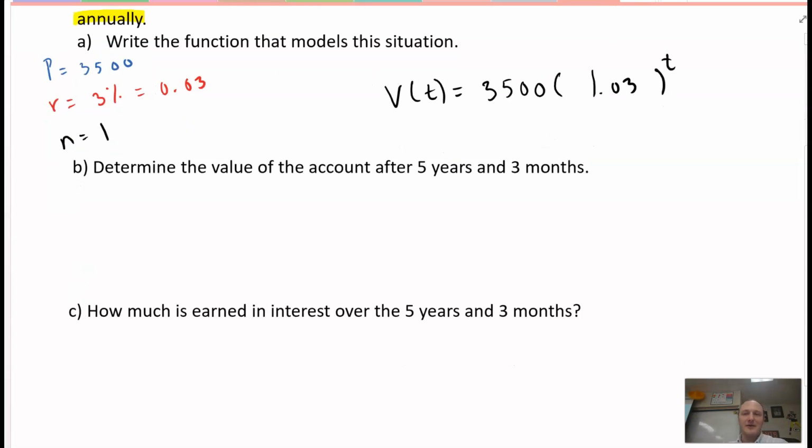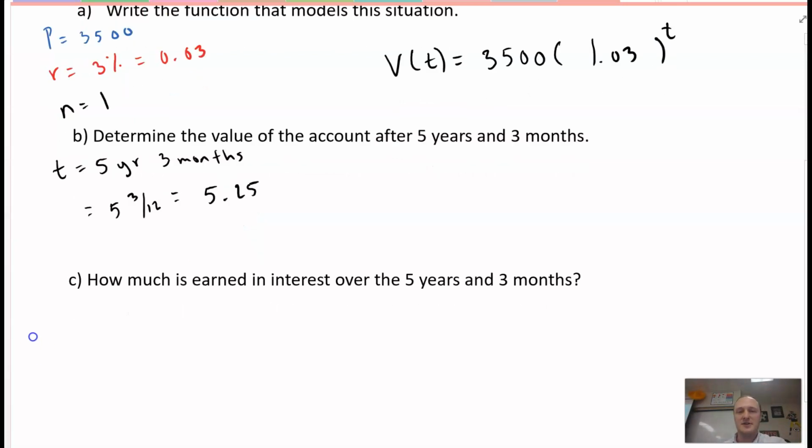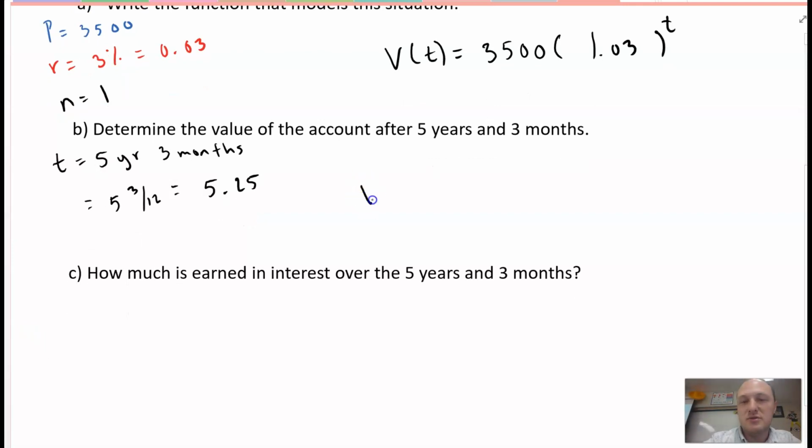Okay, part B. Determine the value of the account after 5 years and 3 months. So they're saying t is equal to 5 years and 3 months. If I write this out, this is 5 and 3/12. You agree? Written as a decimal, that is 5.25. So that's t. Now we want to evaluate V of 5.25.